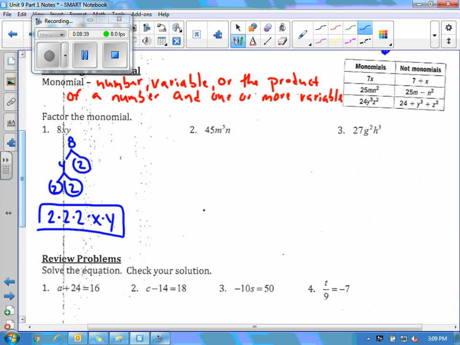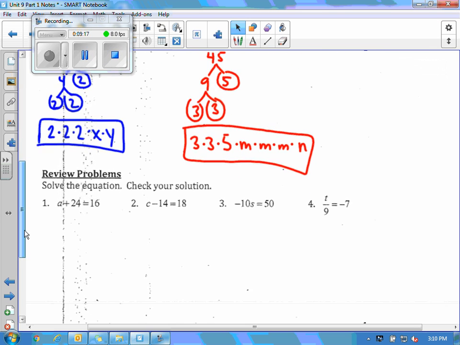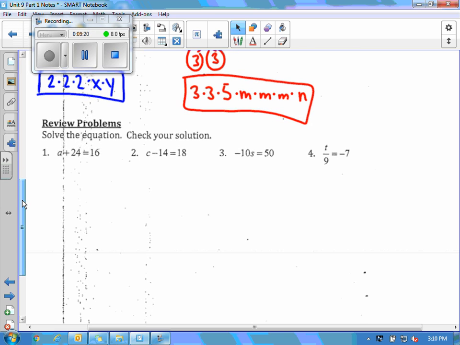If you notice, when it says to factor, I did not write 2 to the 3rd. It didn't ask for the prime factorization, it asked to factor. So if you look at the second example, I'm going to start with 45 and split that up into 9 and 5. I can circle the 5 to prime. 9 I can split into 3 and 3, circle both of those. So least to greatest, I have 3 times 3 times 5. Then I have 3 m's and an n that I have to factor out as well. Number 3 I'll leave for you, and then the bottom is just some pretty basic review of solving equations.